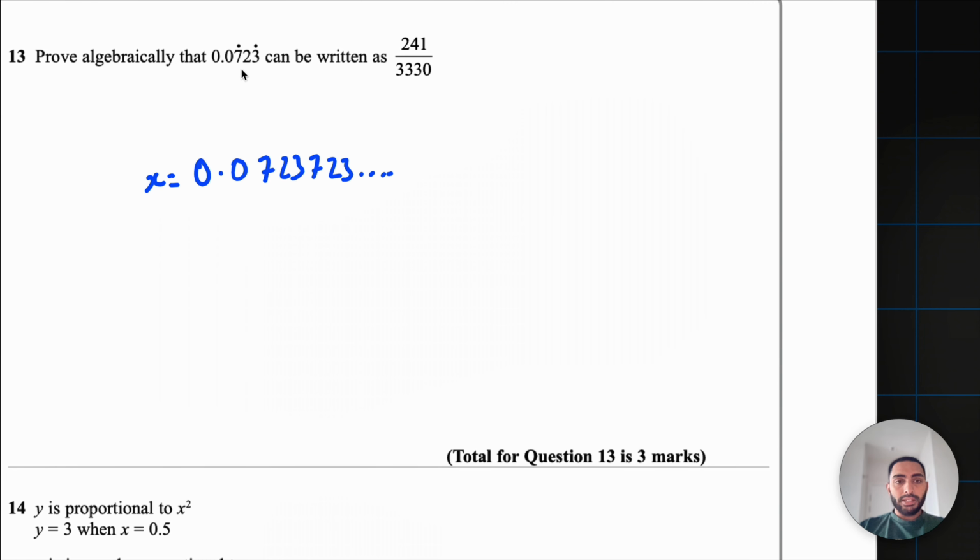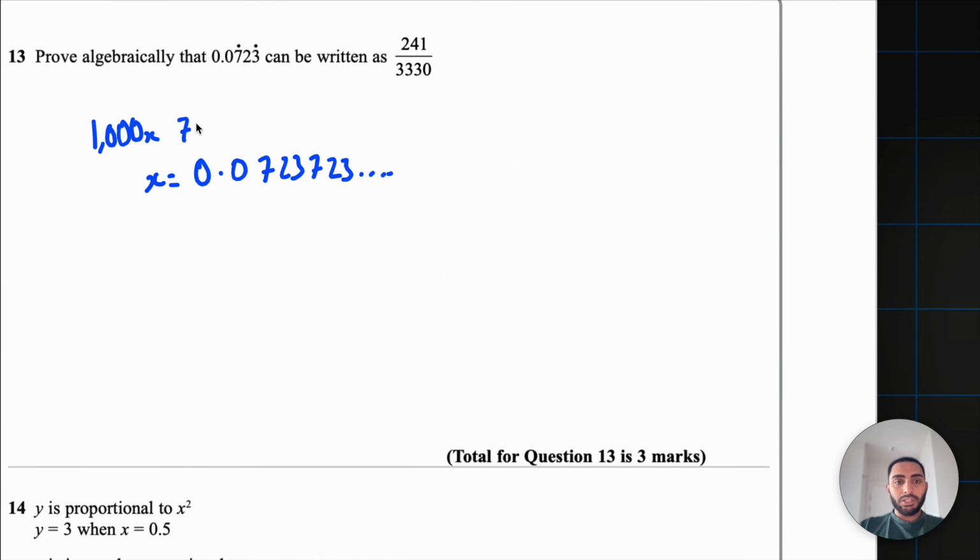Because there's 3 digits that are repeating, I'm going to multiply it by 1,000. If there's 1 digit repeating, I multiply by 10. If it's 2, I multiply by 100. It's 3, so multiply by 1,000. So 1,000x, I need to move this 3 places, so 1, 2, 3. The decimal point is going to be between the 2 and the 3.